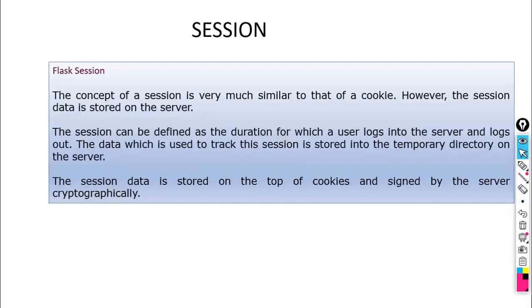For cookies we can store the expiry date and expiry time. For session it expires when the user logs out. The data which is used to track this session is stored in a temporary directory on the server. The session data is stored on top of the cookies and signed by the server cryptographically. Let us see some examples of this one.